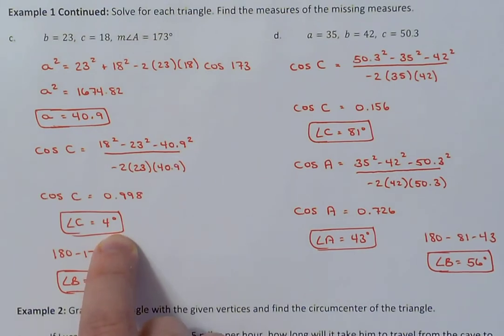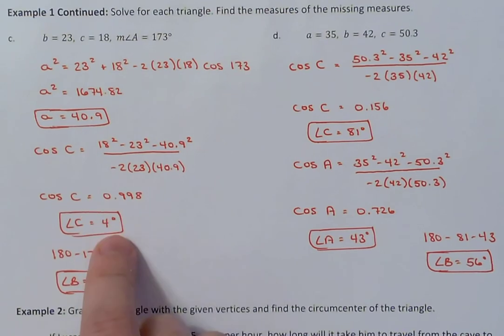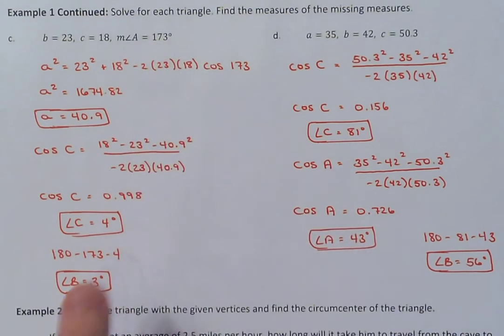is 4 degrees. And then once we have 2 angle measures, in this case angle C and angle A, we can figure out angle B by doing 180 minus the other two.